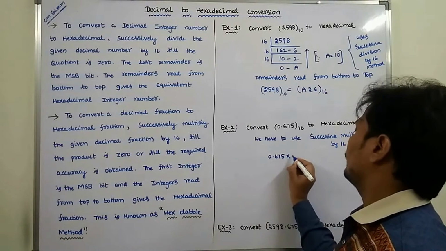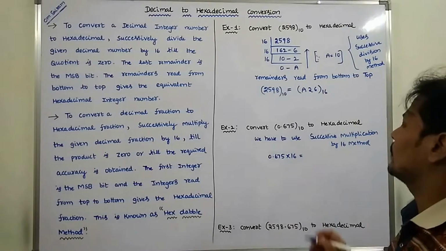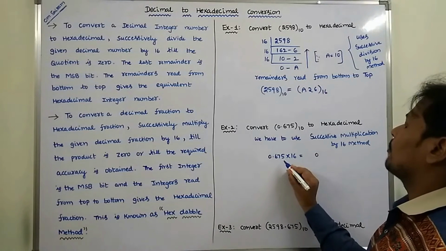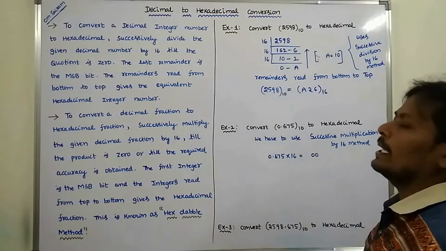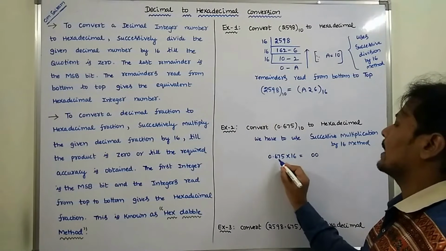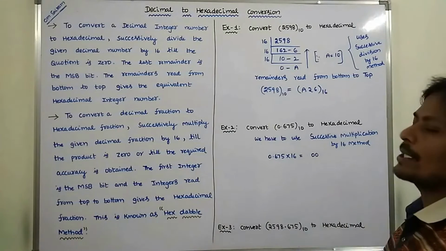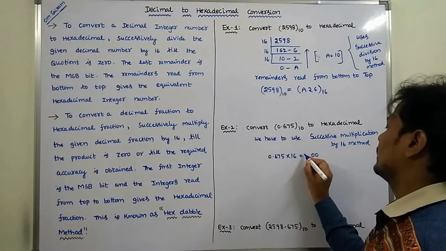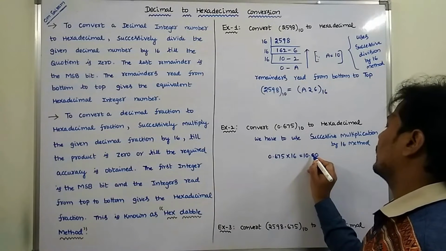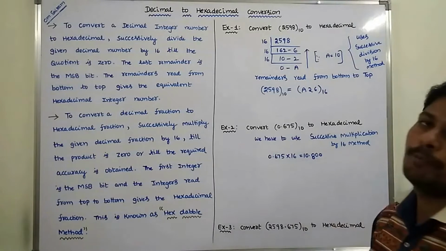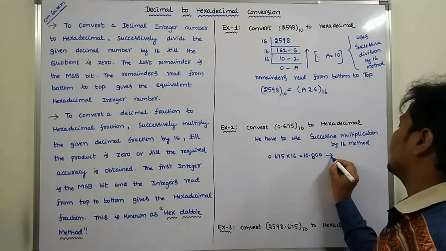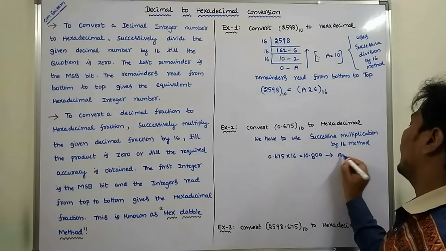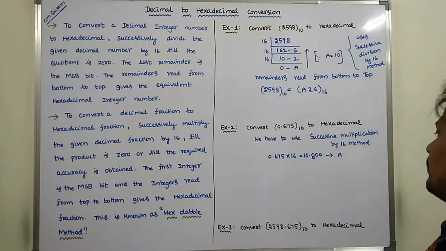So therefore, 0.675 into 16. So that is equal to, 16 times 5 is 80, 16 times 7 is 112, 112 plus 8 is 120, 16 times 6 is 96, 96 plus 12, so that is 108. So 108 means 10.5. Okay, now we have to take the integer part, which is 10. 10 can be written as capital A in the hexadecimal system.